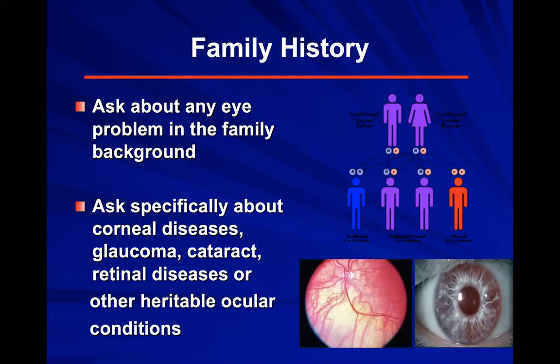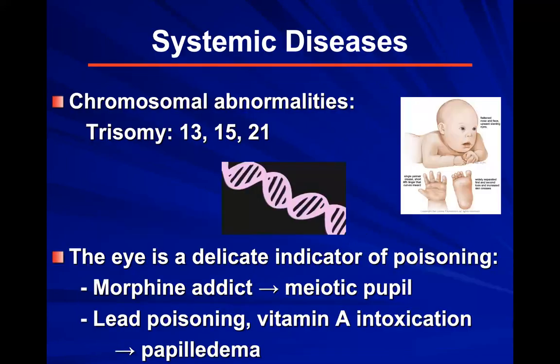Family history, please always ask about family history when you're managing these systemic diseases of the eye. So ask about any eye problems in the family. Ask specifically about corneal diseases, glaucoma, cataract, retinal diseases, or any other heritable ocular conditions. Family history is important in the proper diagnosis and ultimately the management.